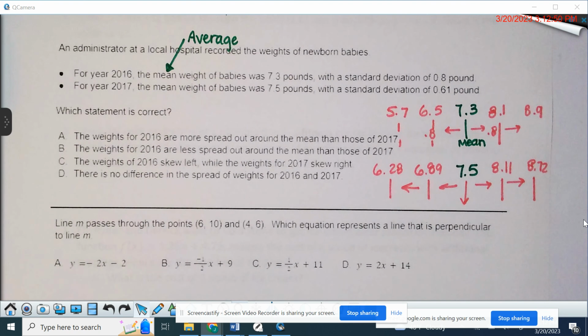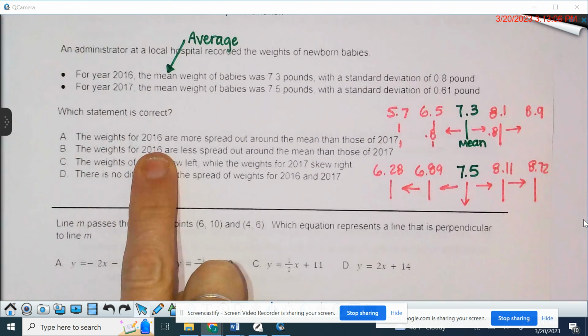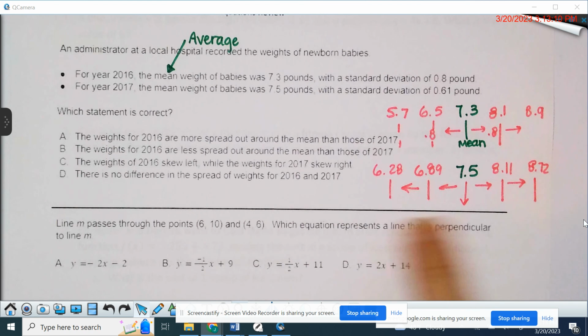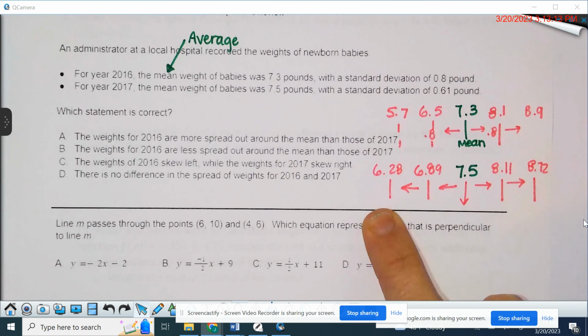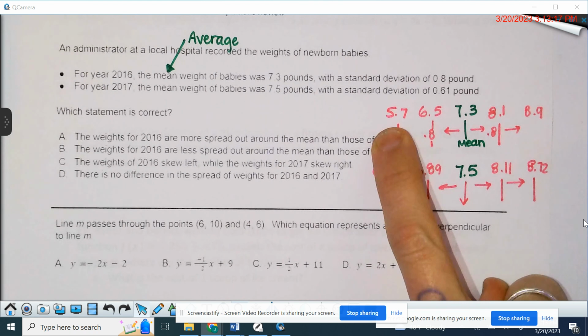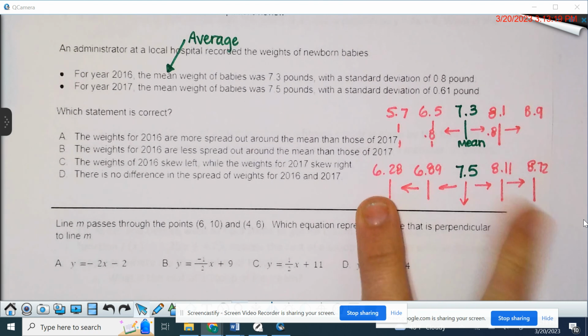But the standard deviation, again, is basically showing where the spread is in most of your data, how far out they are in variance. So kind of like range, but not. It's a little more telling, a little more average-ish. So the weights of 2016 are more spread out around the mean than those of 2017. So this is 17, so it's 6.28. It is indeed more spread out, because 8.9 to 5.7 is a larger spread. So that one's looking good, but let's make sure.